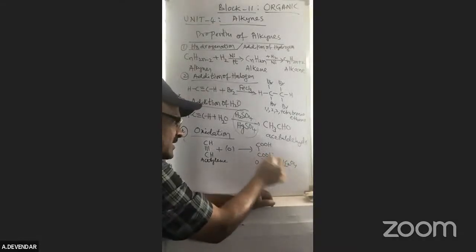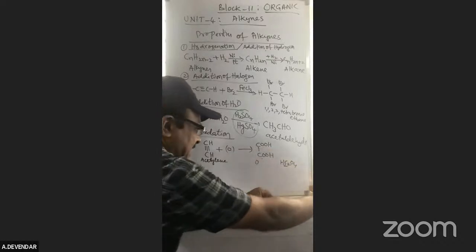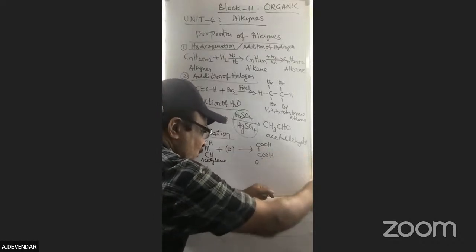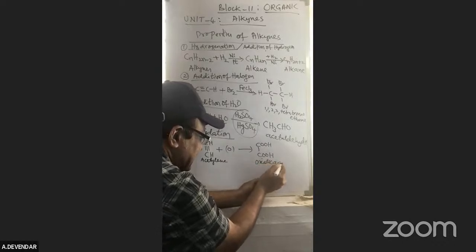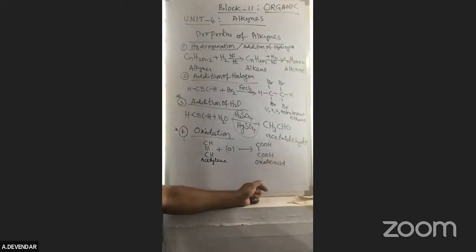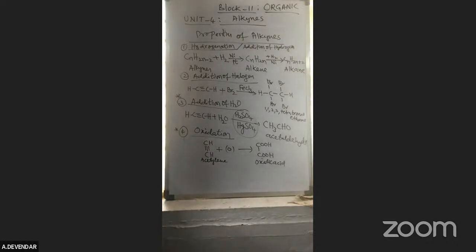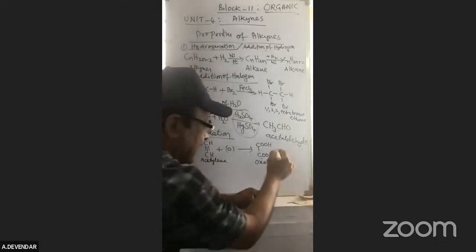H2C2O4. This total formula is coming from the journal: 2 hydrogens, 2 carbon atoms, 4 oxygen atoms. It is called H2C2O4, oxalic acid. So when the ethylene molecule is oxidized in the presence of nascent oxygen, oxalic acid is formed. This oxalic acid is also further oxidized.